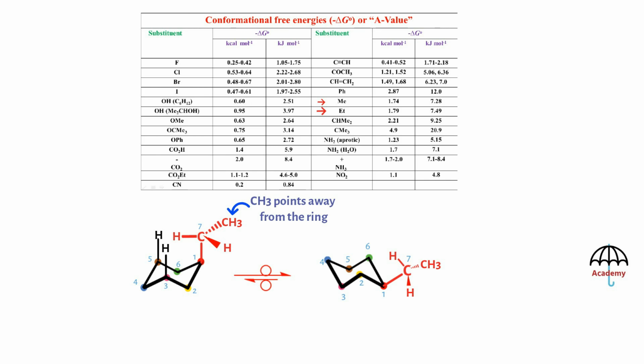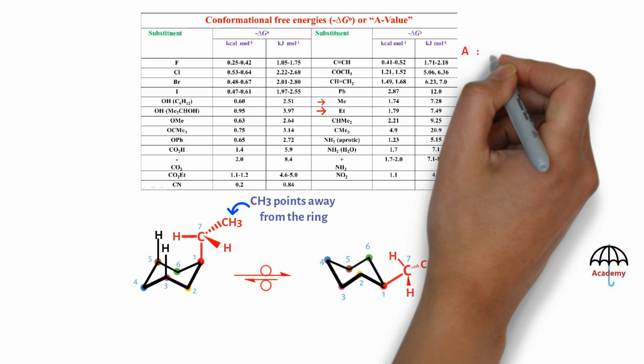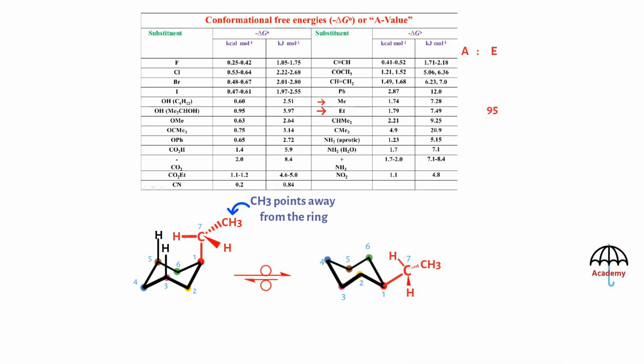Thus, for ethyl group, the A value is 1.79, almost same as for methyl group, and equatorial to axial ratio is 95:5, same as for methyl group. For isopropyl, the energy difference is 2.21 kilocalories per mole. Even though isopropyl is significantly larger than methyl, the A value is only slightly larger. This is because only the CH bond points towards the inside of ring and both the methyl groups point away from the ring. This energy difference corresponds to the ratio of 97:3 for equatorial to axial.